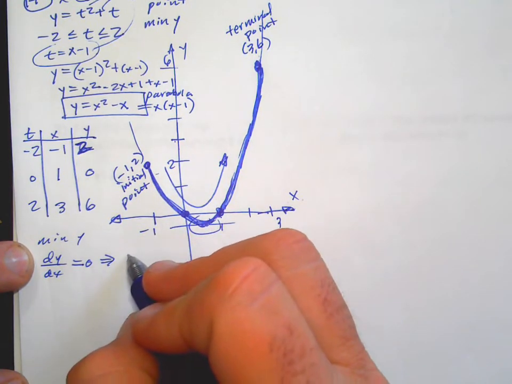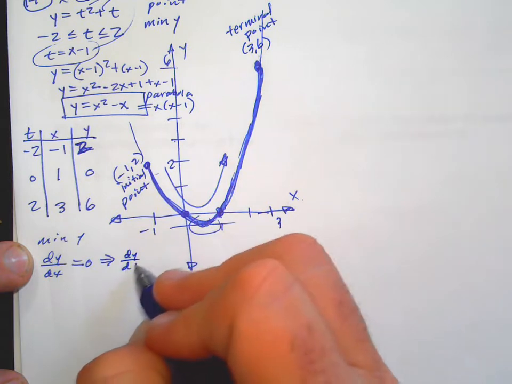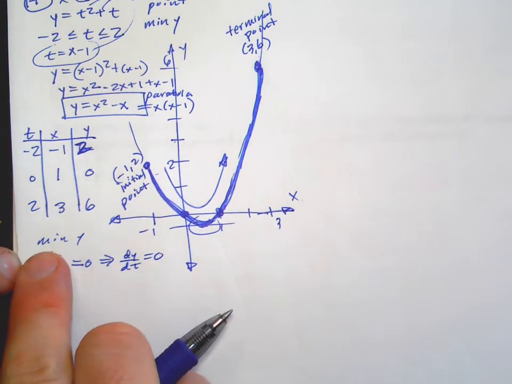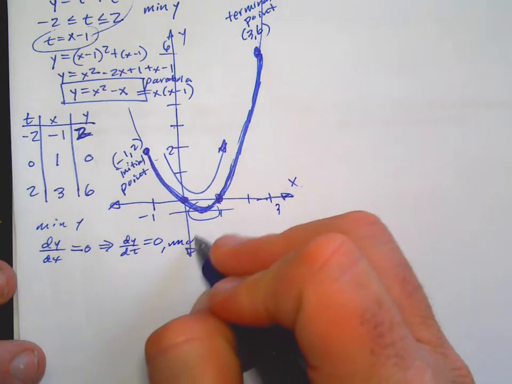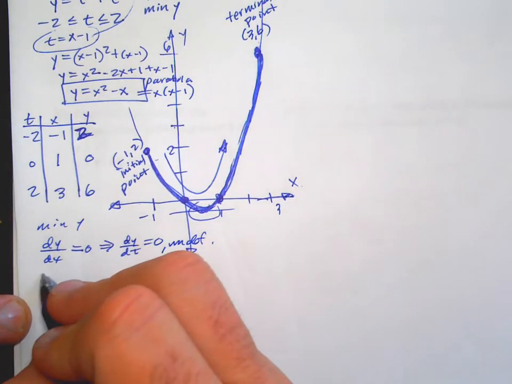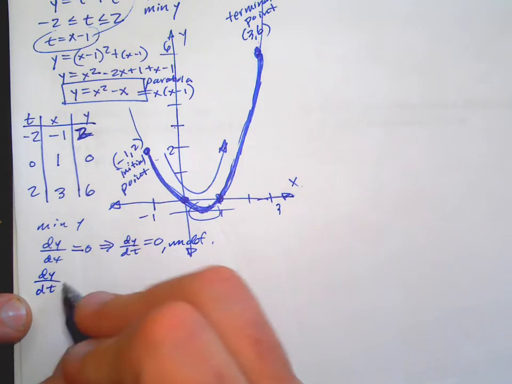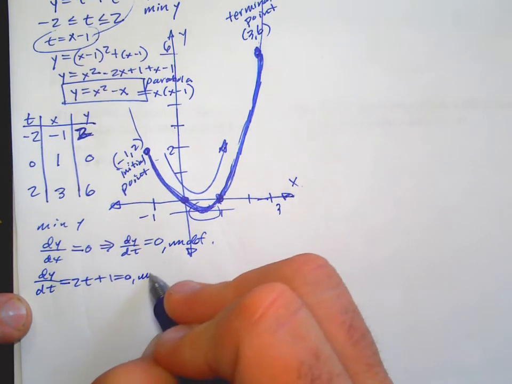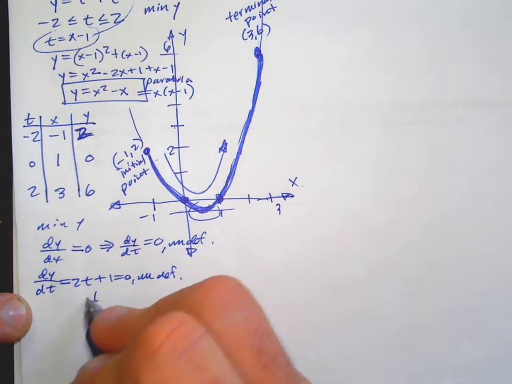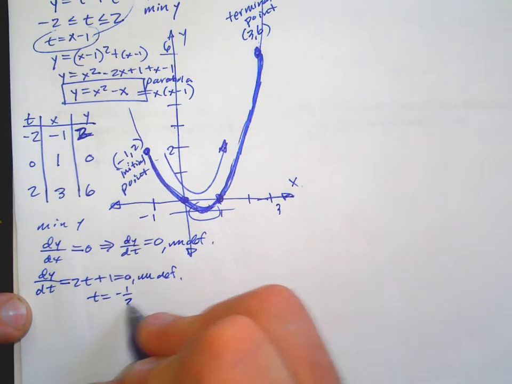So that's going to be when dy/dt equals 0. It's kind of normal EVT, right? The thing you're trying to minimize and maximize, say equals 0 or undefined. Find critical points. So dy/dt equals 2t plus 1, which equals 0 or undefined, and t equals -1/2.